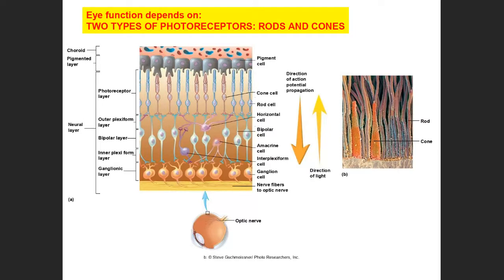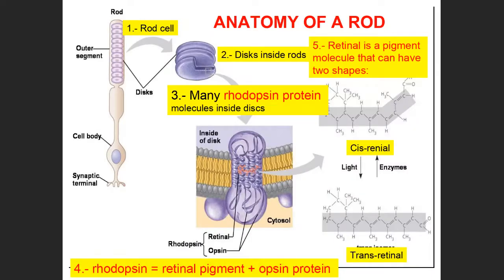The physiology of photoreceptors is studied by looking at the rods, and the cones will act in a very similar manner. So one thing to notice is that the photoreceptors are physically in contact with the cells of the pigmented layer. And we mentioned before that is because the cells of the pigmented layer store vitamin A, which will be used by the photoreceptors to make a pigment that is light sensitive.